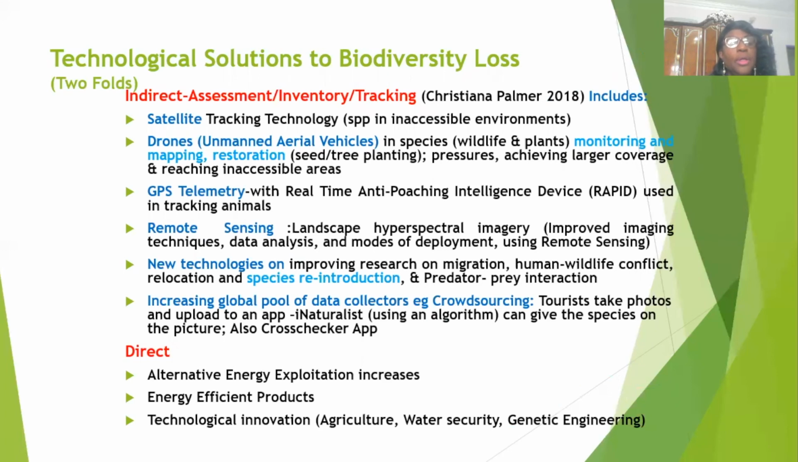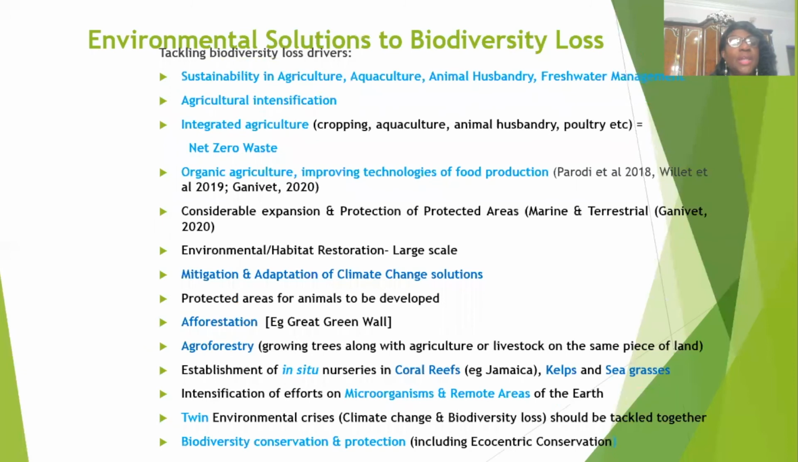This is a situation whereby tourists can snap photos and upload to an app where scientists can follow through. The table showing areas and places where these various technologies have been deployed will be displayed at the end of the presentation. Direct technological approach includes alternative energy exploitation increases, energy efficient products, technological innovations in agriculture, water security, genetic engineering, environmental solutions to biodiversity loss. This involves tackling biodiversity loss drivers.